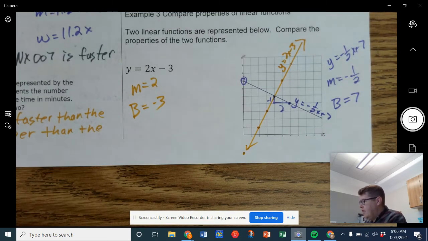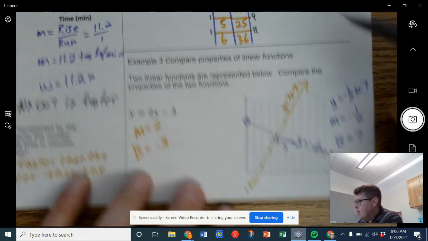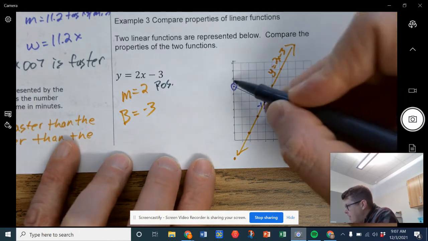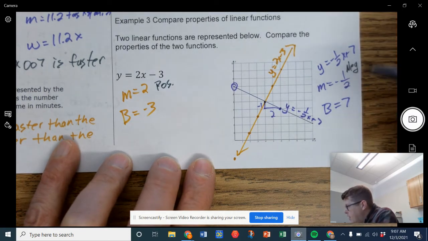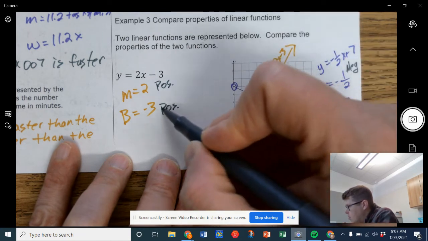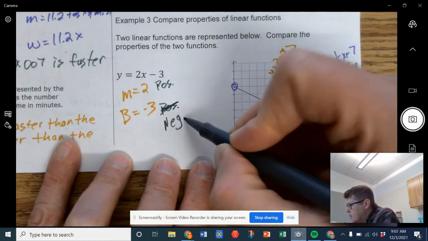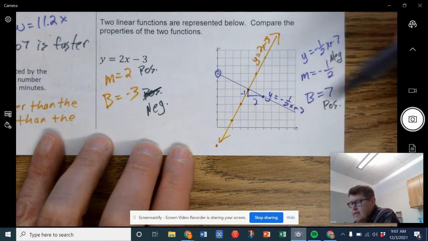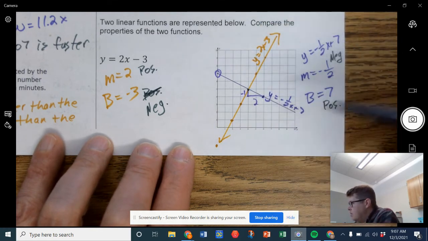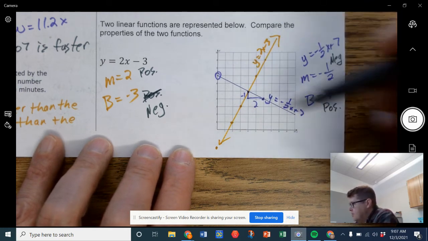We can see clear differences between these, right? We have a positive slope here. We have a negative slope here. We have a positive y-intercept here and a negative y-intercept here, right? This one is going up as you look from left to right. This one is going down. This one is also much steeper, right? If you're thinking about it in terms of walking up a hill, this one would be harder to get up than this one, right?